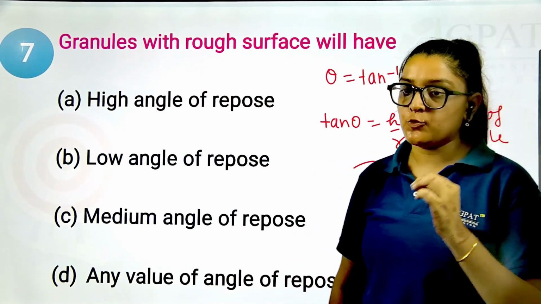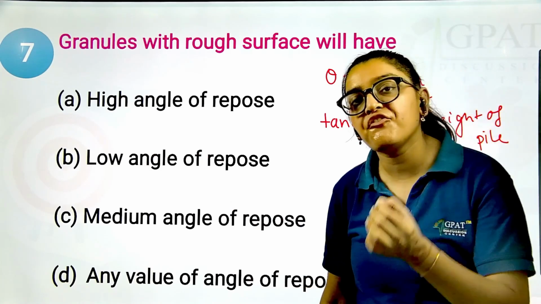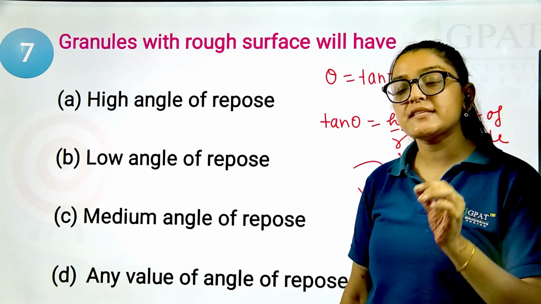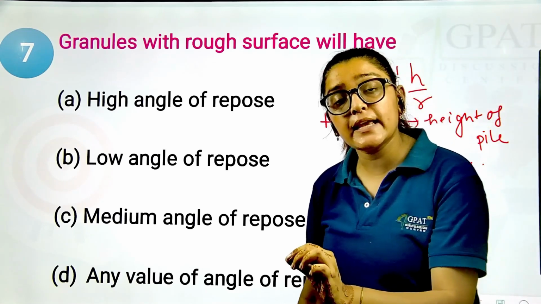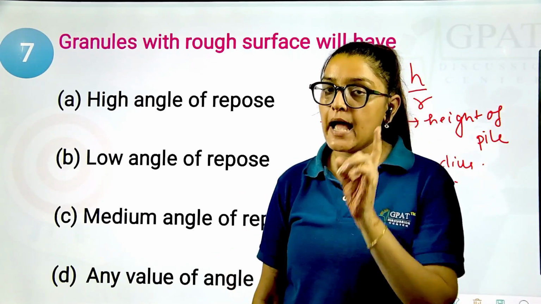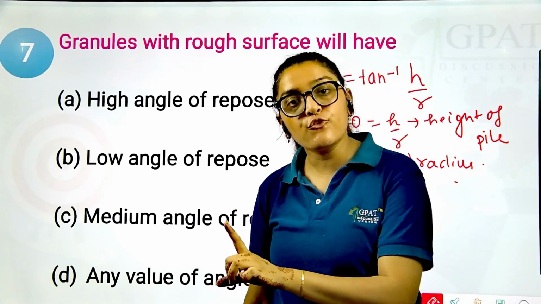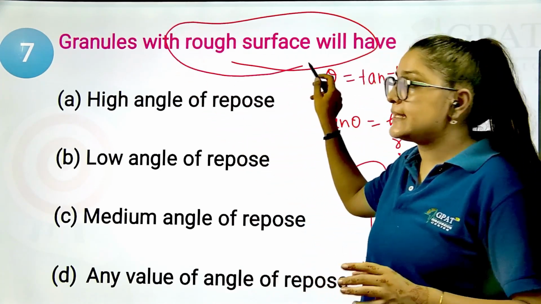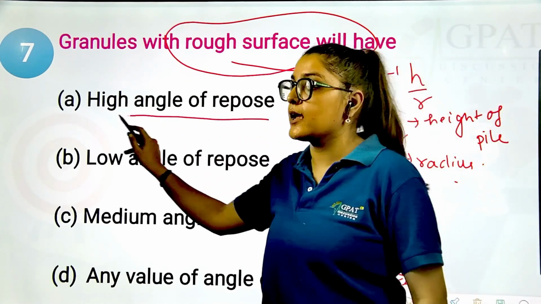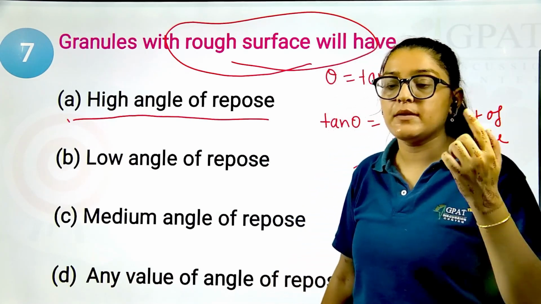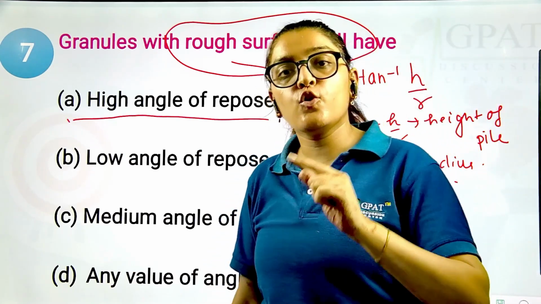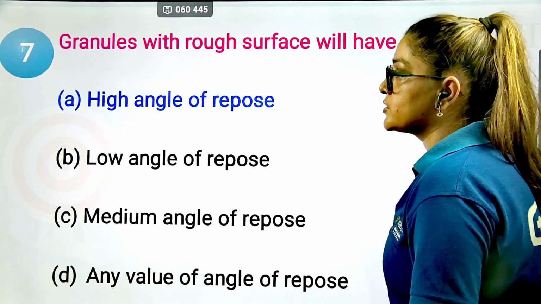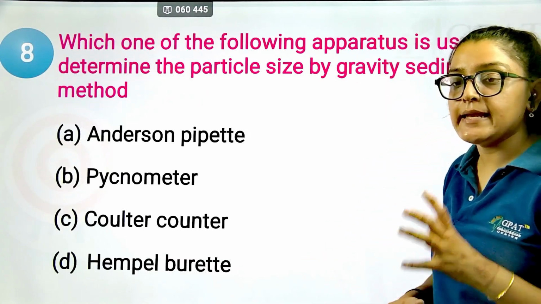But one important thing to keep in mind before answering this: rougher the surface, higher will be the angle of repose. Mark my words, rougher the surface, higher will be the angle of repose. Higher the angle of repose, poorer the flowability of the powder. So here granules have a rough surface, which directly points to a higher angle of repose. Higher angle of repose means it will have a poor flow property. Okay, so option A here is correct without any doubt, right? Option A is correct. Next question.